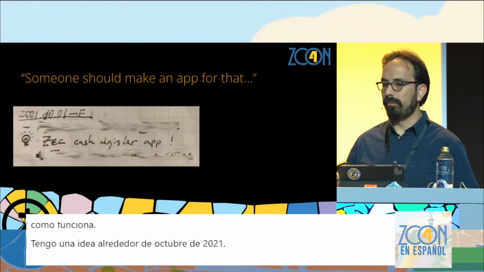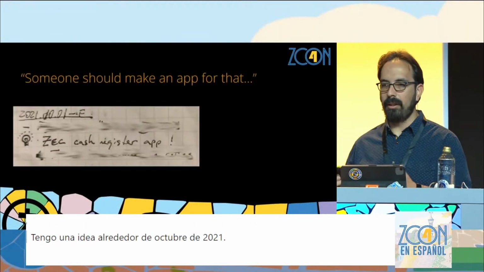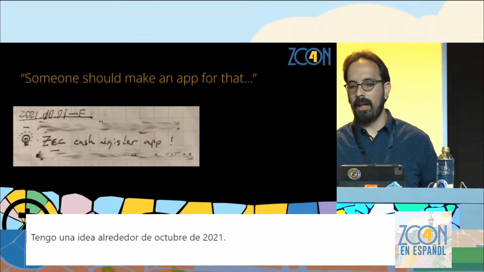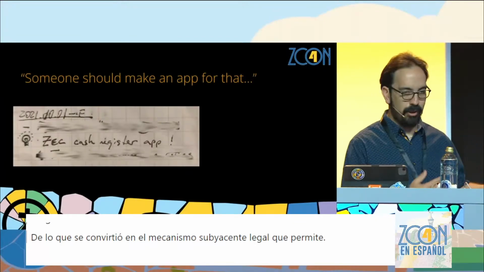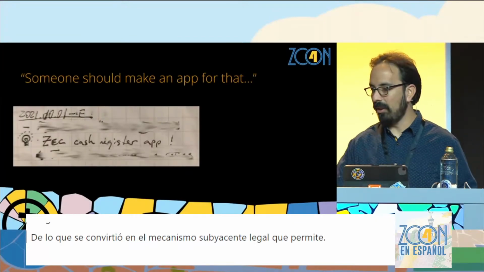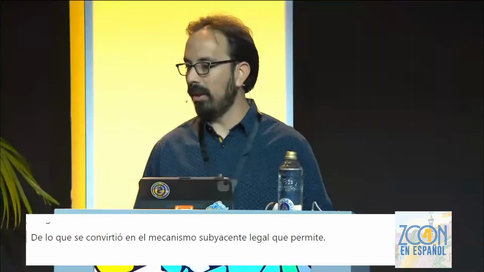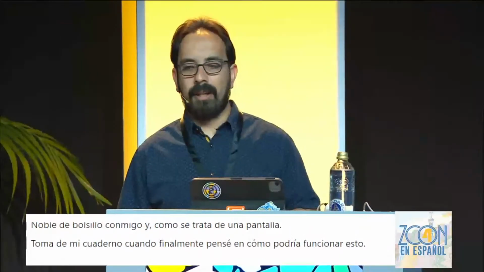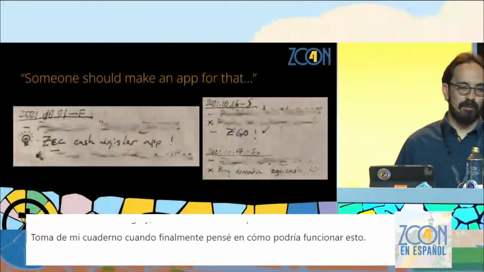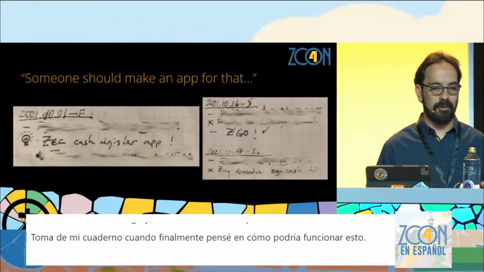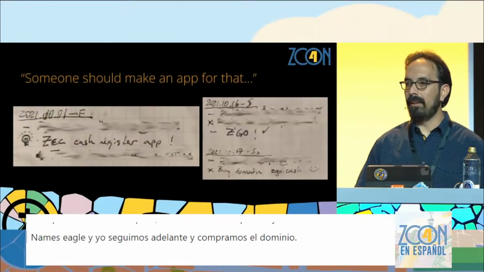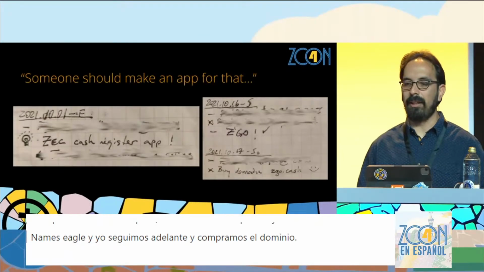of what became the mechanism underlying Zgo, that allows for non-custodial payments to be handled by our app. I usually carry a pocket notebook with me, and this is a screenshot of my notebook when I finally thought of how this could actually work. A couple of weeks later, my wonderful wife Lily came up with the name Zgo, and I went ahead and bought the domain, and that started the process of actually creating it.